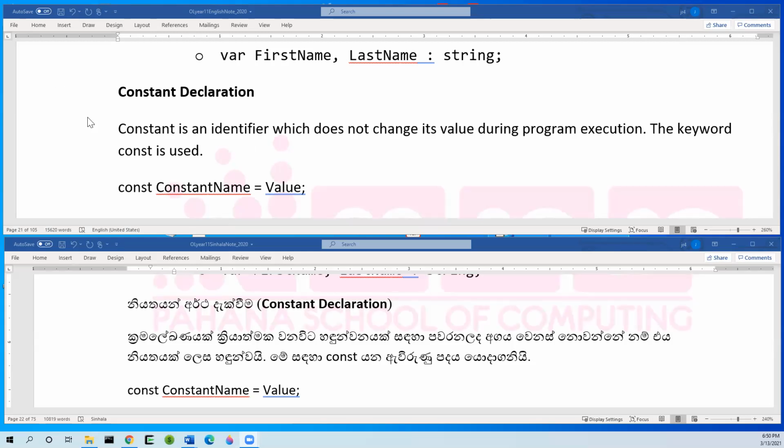Constant is an identifier which does not change its value during program execution. The keyword const is used. We write const instead of var here, and we put a constant name. You have to follow the rules that we have discussed earlier. Equal sign, a value.